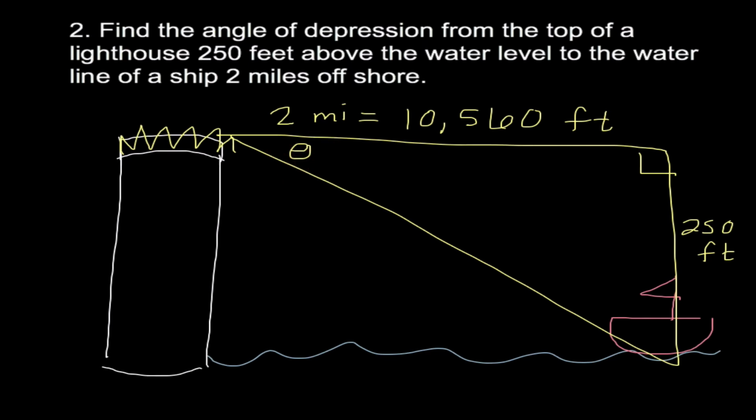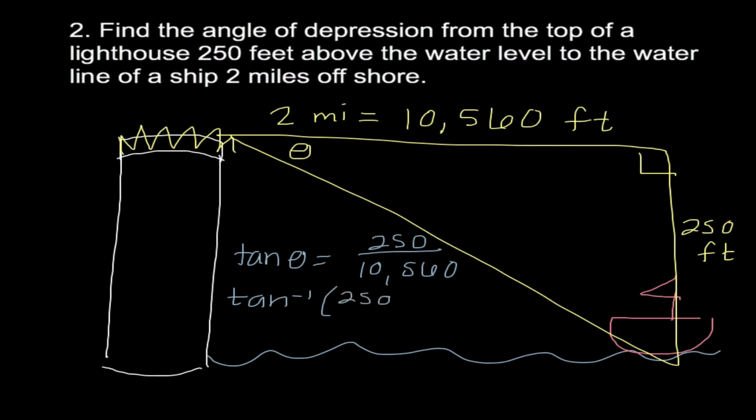So if I'm trying to find this angle, I know the opposite and the hypotenuse, so I'm going to say tangent of theta equals 250 over 10,560. And before we even get going here, I'm thinking that this angle is going to be super, super small because this side is way smaller than this side is. So in my calculator, I'm doing tan inverse 250 over 10,560, and I end up getting that theta is 1.4 degrees, which often I would think is a mistake, but in context of this triangle, that answer actually makes sense.